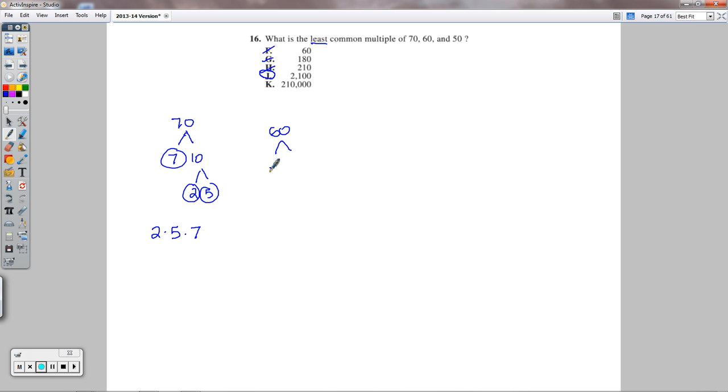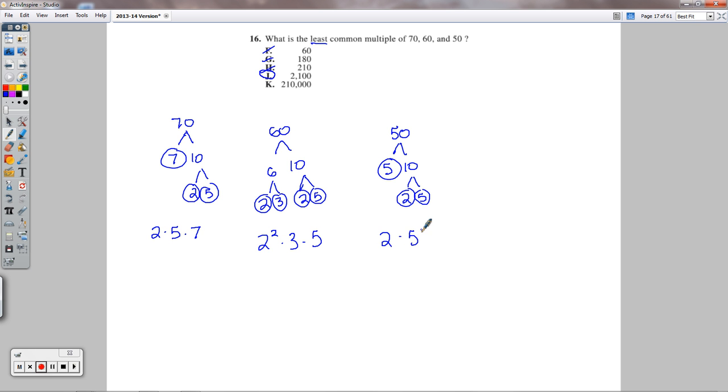So for this one, you'd have 6 and 10. This would be 2 and 3. And this would be 2 and 5. So here you have 2 squared times 3 times 5, and then for 50, you can break that apart. You could do 5 and 10, and then this one you could break apart further into 2 and 5. So this would be 2 times 5 squared.